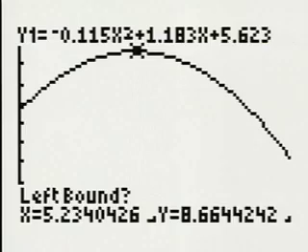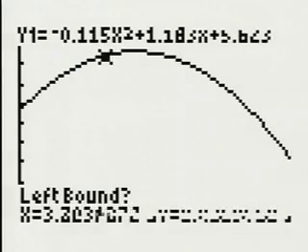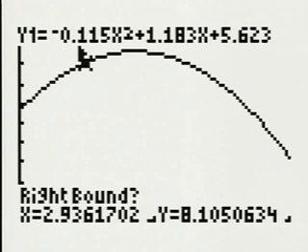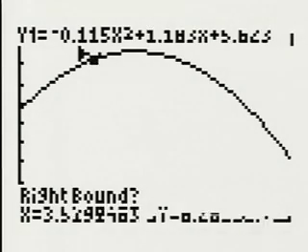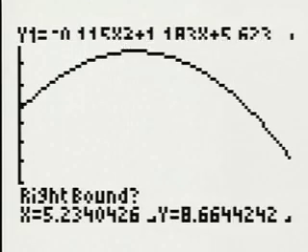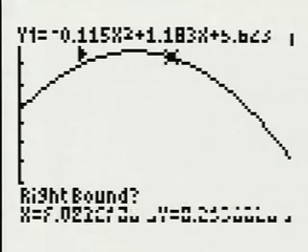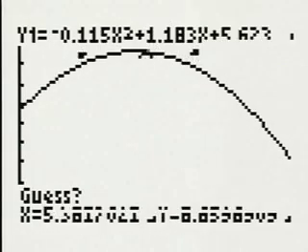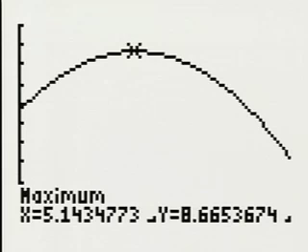The left bound, we need to go to the left of the peak, so we want to scroll to the left so that we're clearly on the upside of the peak. Hit enter to select that. For our right bound, we want to scroll so that we're clearly to the other side of the peak, the downward slope. We'll hit enter. And for our guess, I'm going to go ahead and try to scroll to the top of the peak and hit enter.